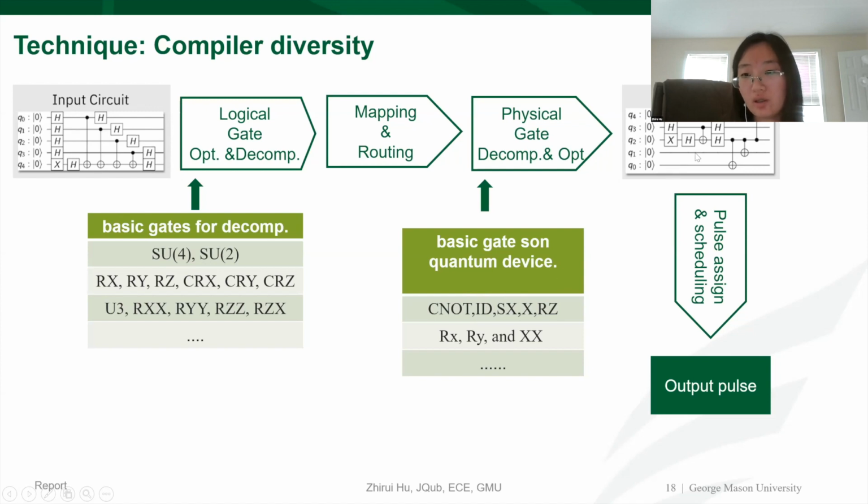At last, the basic gates will be transformed to pulses, and we can do some pulse scheduling. And last, we will get a pulse. The pulse is executed on the real quantum device directly. My first work is based on the gate-level compiler. Maybe we can still do some work in the pulse area.